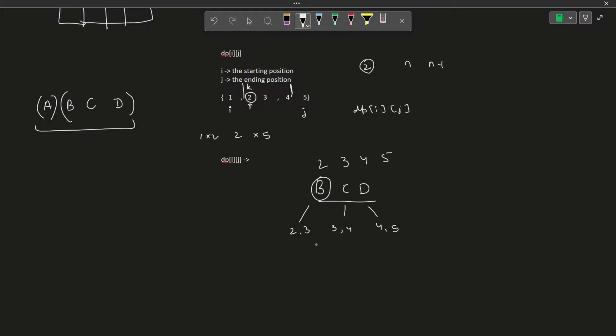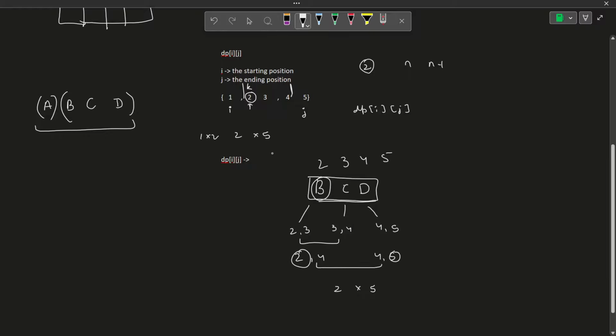Now no matter in which order I multiply them, when I finally multiply BCD together, the final matrix will be 2 cross 5, right? This is one important thing. So let me demonstrate it also. Let's say I multiply these two first, that will be 2 cross 4, and this is 4 cross 5. So these two multiplied will be 2 cross 5.